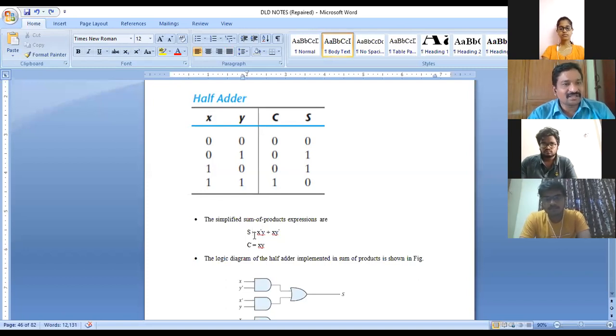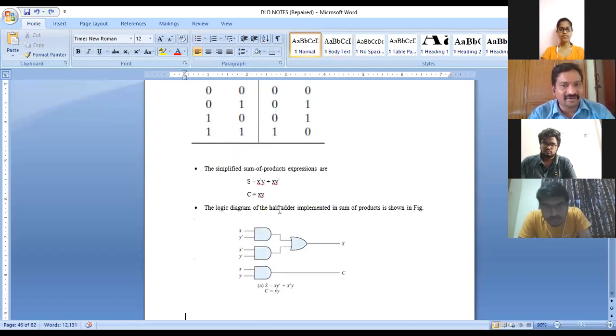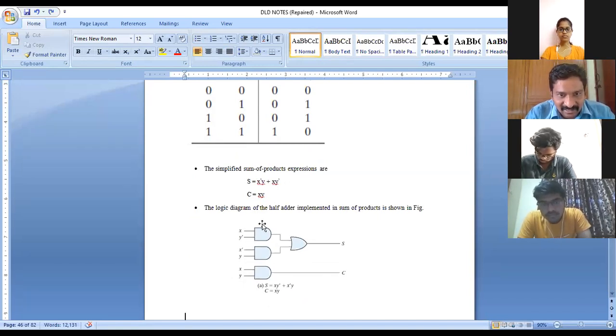Can I design a combinational circuit for that? Of course we can design it. You already know the design procedure to construct a combinational circuit, right? So with sum of product terms, the logical diagram of the adder is the combination of the sum as well as the carry. Now S equals x dash y plus x y dash. It's very simple. We take the product terms x y dash and x dash y, and add them; it will give the sum. Carry is x and y. So it is very easy to construct.